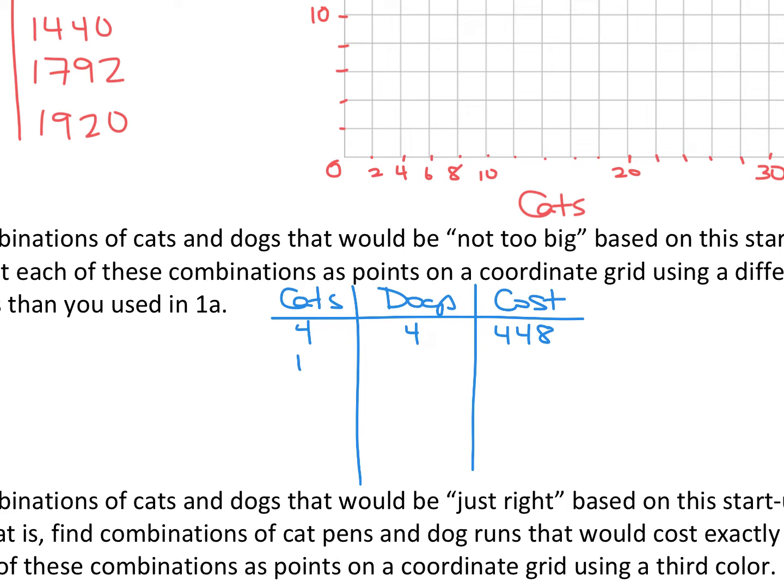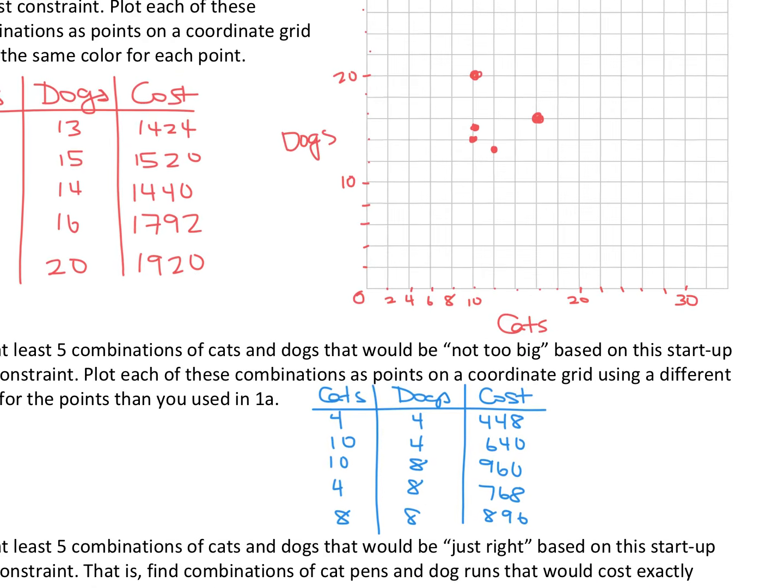Let's try maybe 10 cats and 4 dogs. $6.40, still under budget. 10 cats and let's try 8 dogs. That is $9.60. Okay, 4 cats and 8 dogs. That's $7.68. And then let's do 8 cats and 8 dogs. That's $8.96. So all under budget. These are all not too big. So let's graph those and see where they end up.